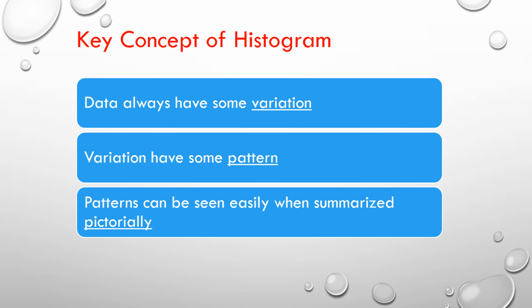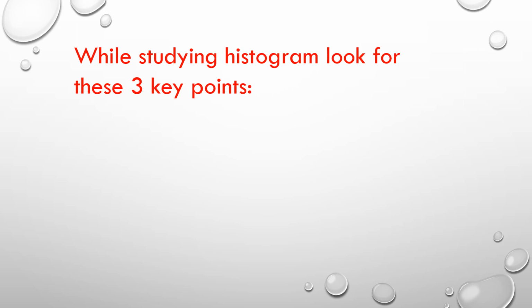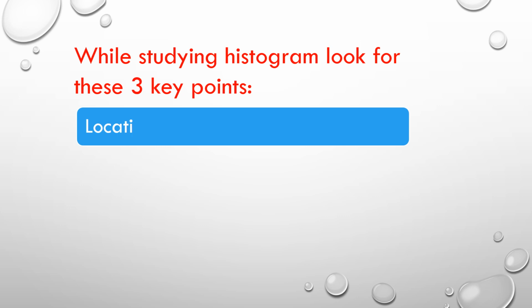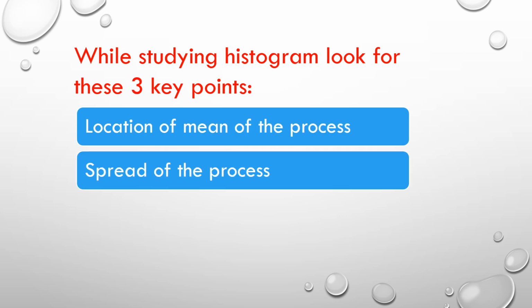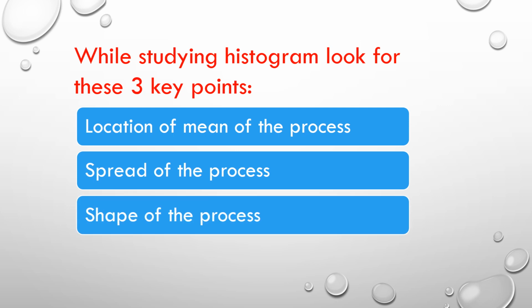Next, while studying a histogram, look for these 3 key points. First, location of the mean of the process. Second, spread of the process. And third, shape of the process.